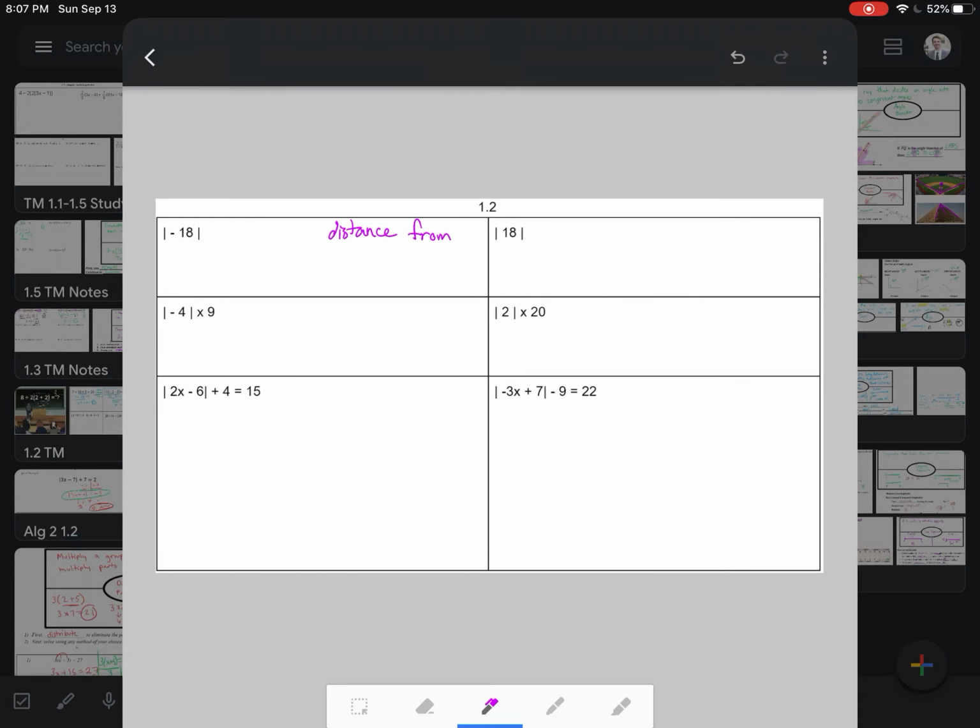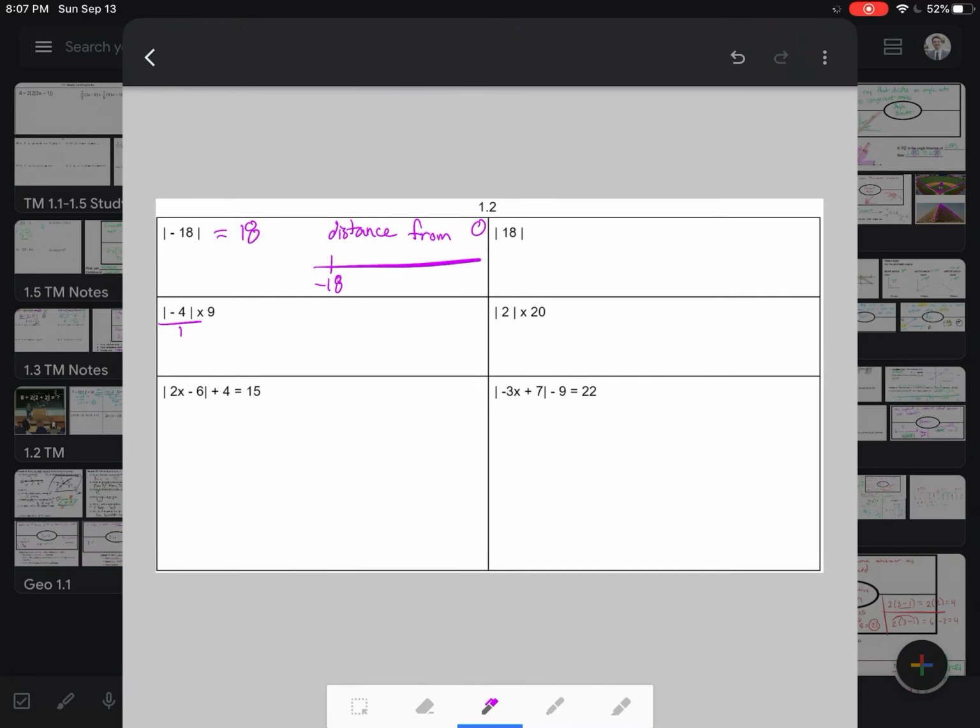So in this case, -18, if we're looking at our distance from 0, is going to be 18 jumps away, so just positive 18. Next, going through and solving the absolute value of -4, just like above, same idea, just positive 4, multiply that by 9 to get 36. And that's our final answer, because we know that the absolute value of -4 is just positive 4, so we can go ahead and solve.